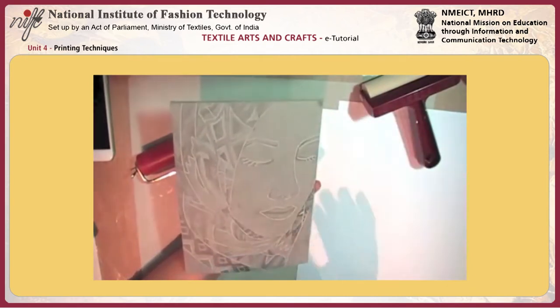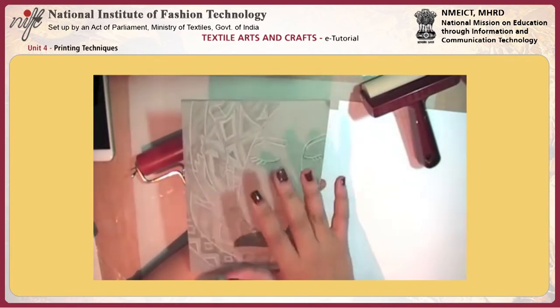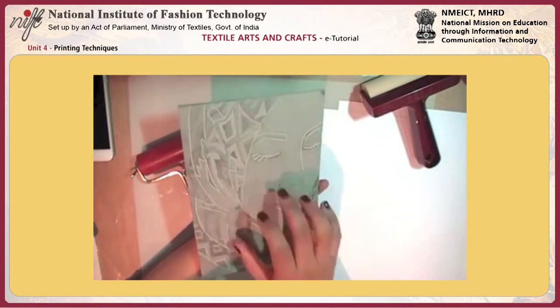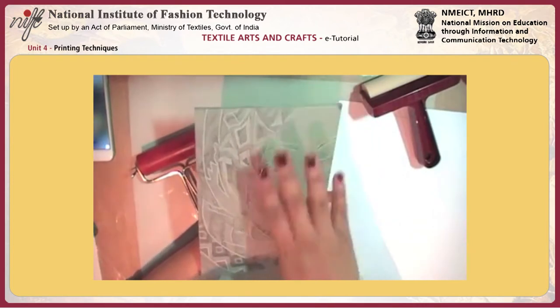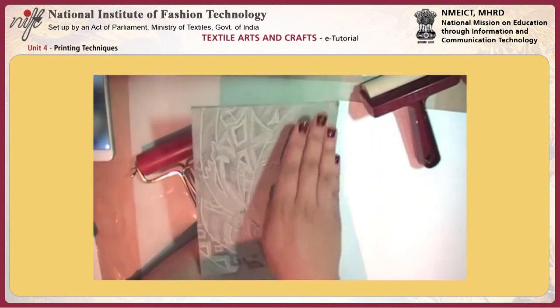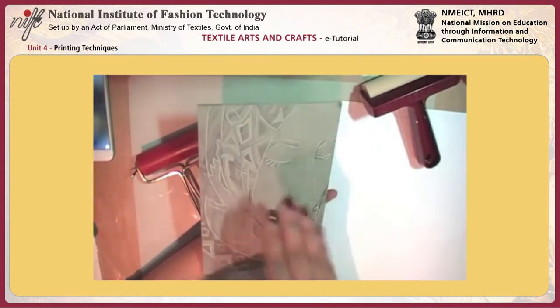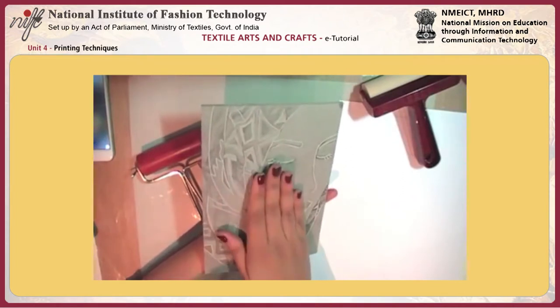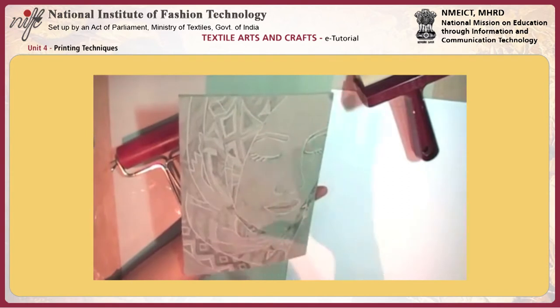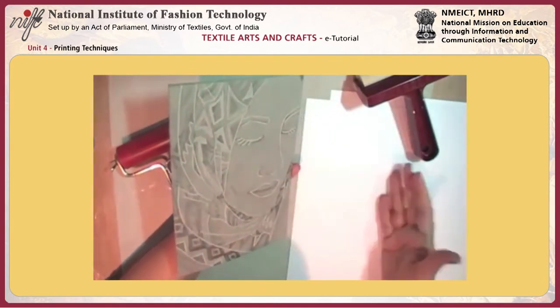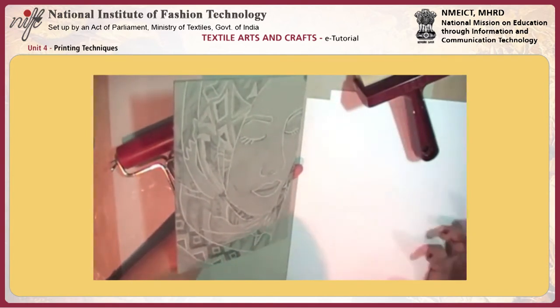So when I print, I like to do maybe about four or five prints first, because remember, once you've carved out the lino, you can't put it back, right? It's a step that once you've done it, this is it, you can't get it back on. So if you have four prints, then you can play around with them.